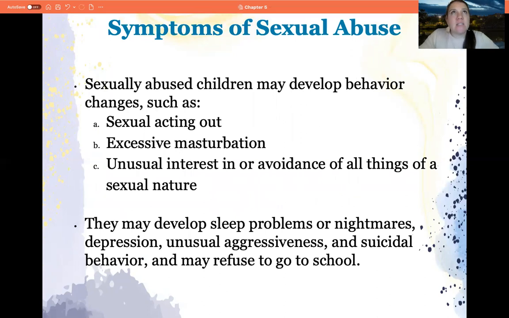Some things that you might see in children who have been sexually abused: a lot of sexually acting out, masturbation, interest in or avoidance of all things of a sexual nature. Some other things not listed here as well: you might see a lot of regression. Particularly for younger kids, 5 and younger, you might see more bedwetting, thumb sucking, things they've already been potty trained out of. This is out of the norm; it's unusual for this to happen. So, a lot of regression back towards younger acts.